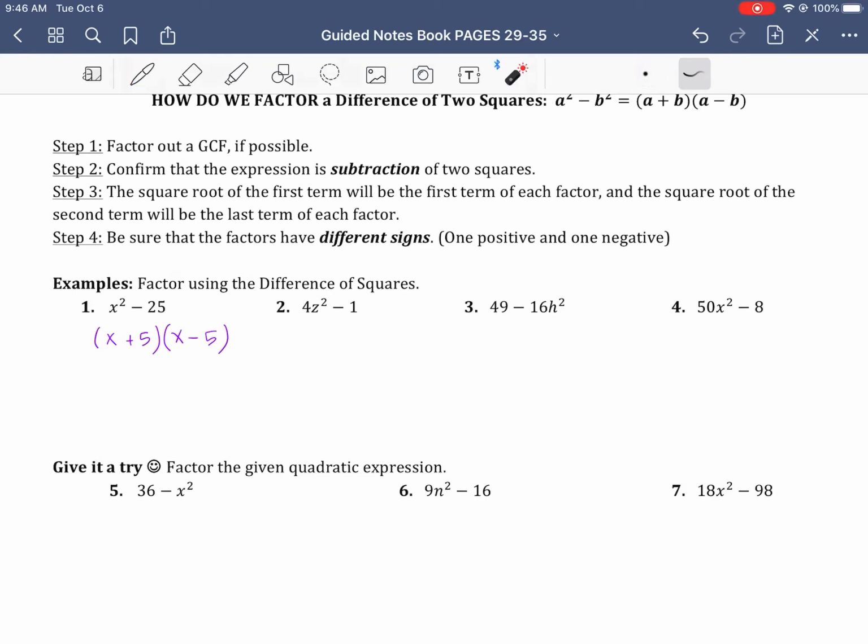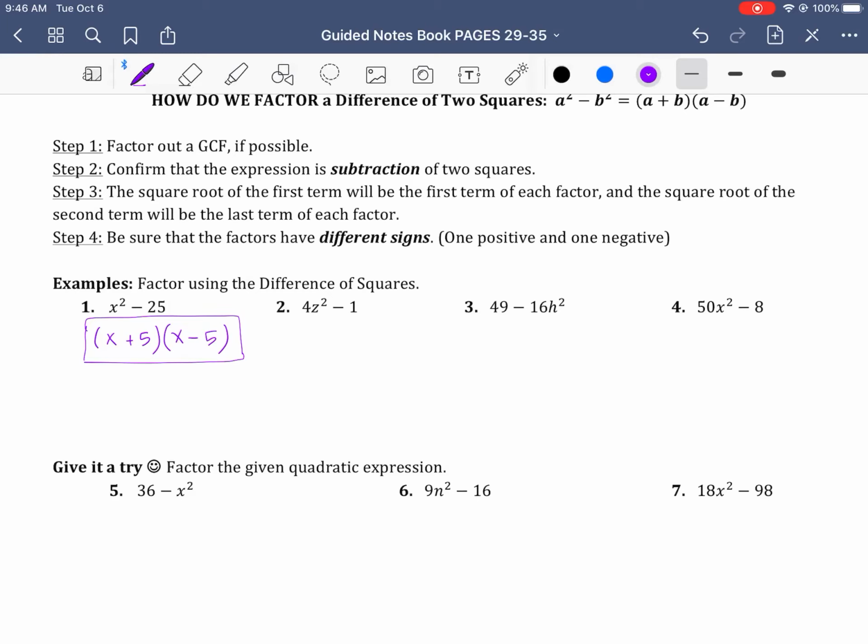And again, you could go through and check your answer if you wanted. You'd get x squared, negative 5x. This is one that we looked at. Positive 5x and negative 25. Those middle terms would cancel, leaving you with x squared minus 25. So just pay attention when we see a difference of squares. Again, it's a binomial, and so it's a little bit different.